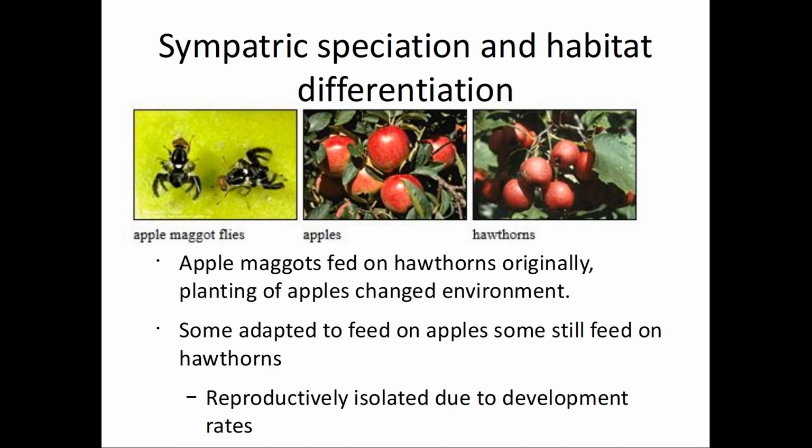So these apple maggot flies would feed on hawthorns originally, but planting of apples in their environment changed that. So now you've got some that feed on the apples and some that feed on the hawthorns, and they've become reproductively isolated and becoming different species. Will likely become different species, possibly.